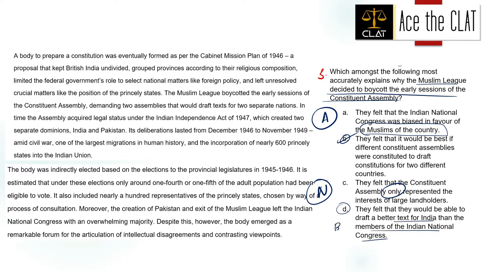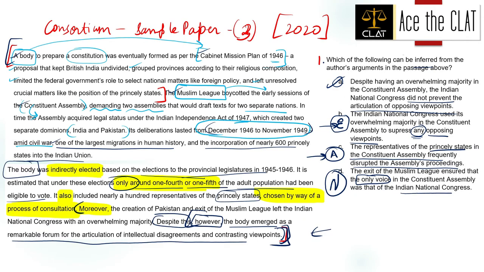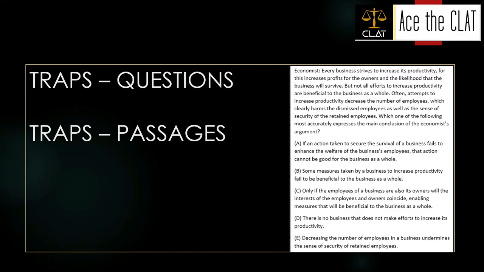Now this is going too broad, I think, right? They said that they demanded separate assemblies for two separate nations, but saying that they would make a better text for India than the INC would go too broad. All right, I hope you get this, guys. Broad, alien, narrow, extreme, these four options came before us. I hope you get this now.